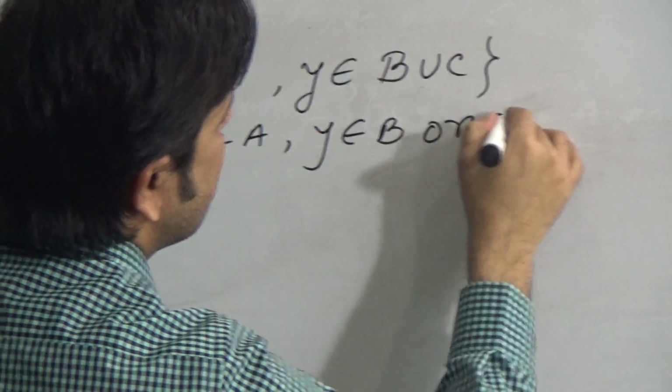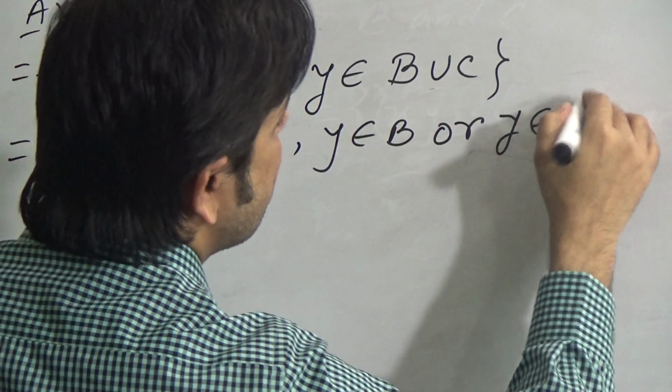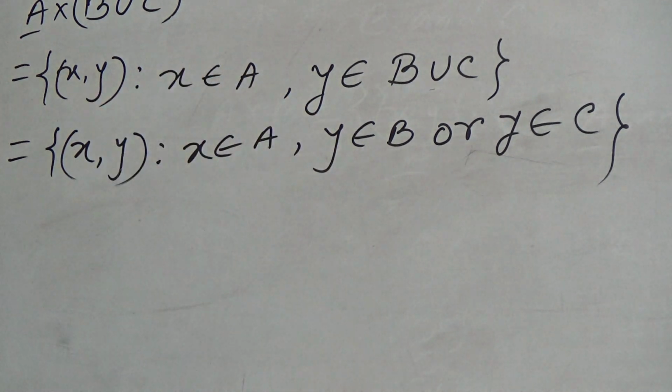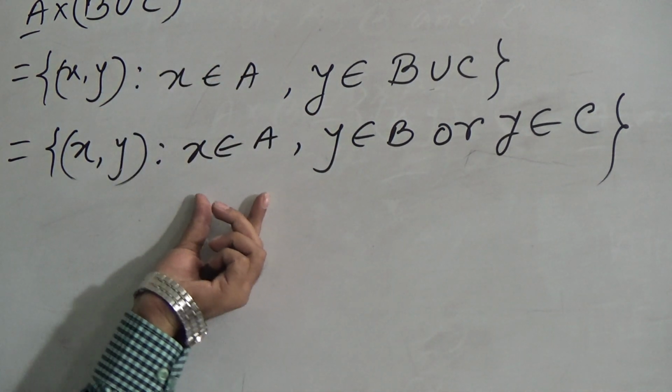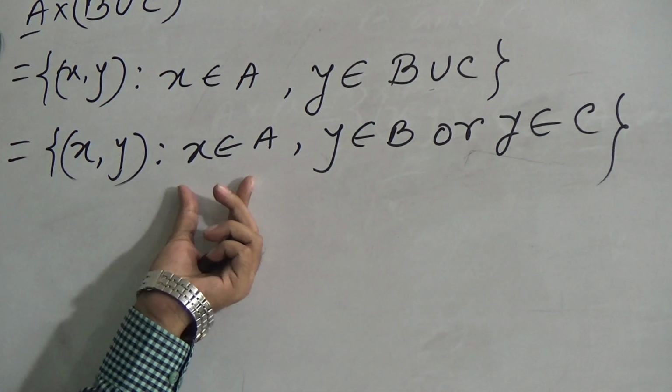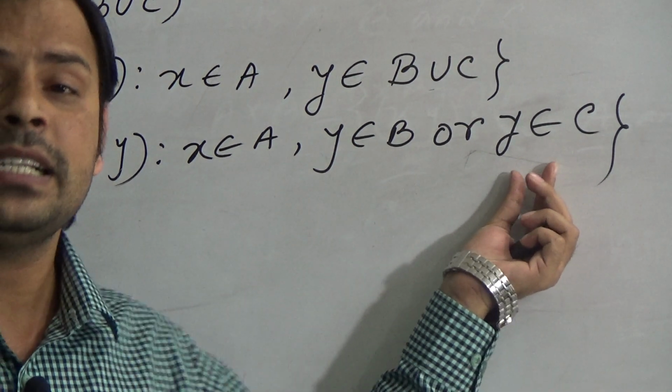Y is contained in C. So, expanding this, now we can write when x is contained in A, y is contained in B, or when x is contained in A, y is contained in C.